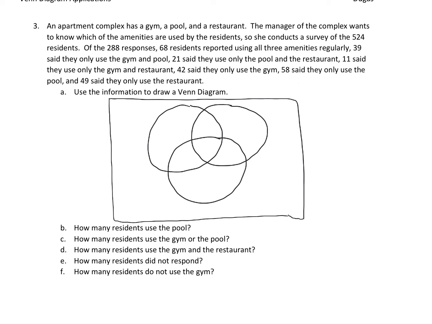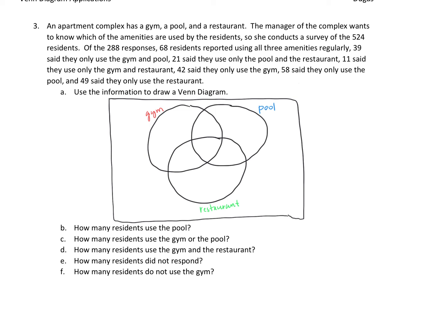So we've got a gym. We've got a pool. And we have a restaurant. The manager of the complex wants to know which of the amenities are used by the residents, so she conducts a survey of the 524 residents. Of the 288 responses, 68 residents reported using all 3 amenities regularly.